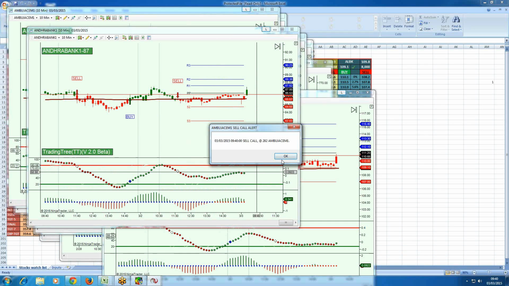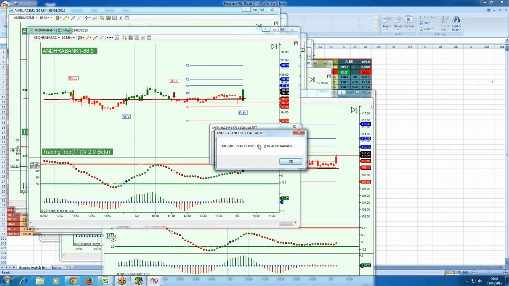So this is how you get the calls, that the calls are generated. You will get a pop-up with a voice alert. It will just tell you there is a sell call in Ambuja Cement. Okay, there is a buy call in Andhra Bank. I was just telling you about this.